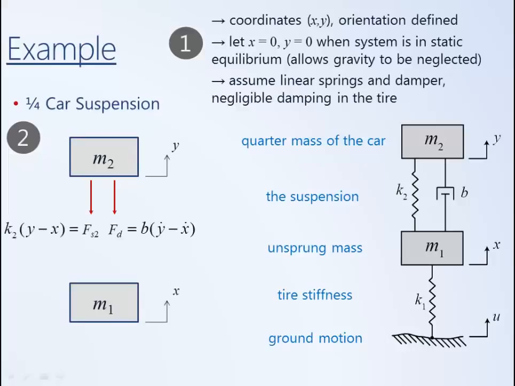Next, we will draw the free body diagram for the mass M1. Again, we can neglect the weight force because of how we've defined our coordinates. And again, there will be a force generated by the spring with stiffness K2 and the dashpot. One way to orient these forces is to apply the same approach that we did with M2.